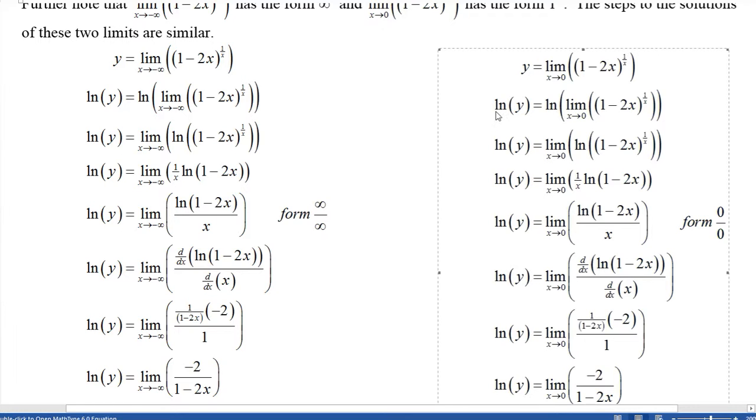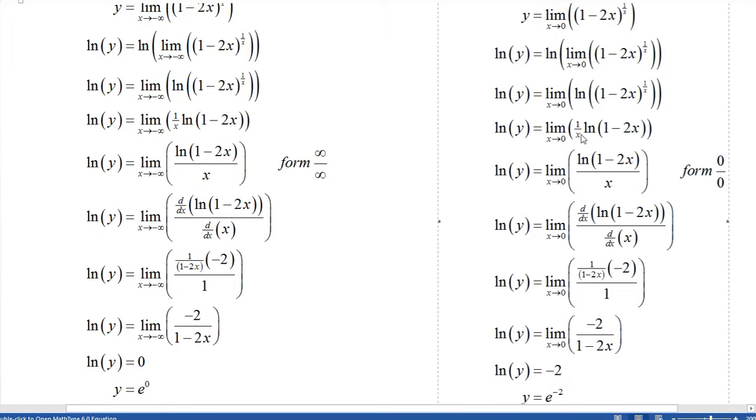And notice the steps are exactly the same as before. So I'll go through this quickly. Natural log of both sides, switch to the natural log in the limit, bring the power out front, rewrite it as log of 1 minus 2x over x. Now we check it out. As you're going to 0, the denominator is going to 0. How about the top? -2 times 0 is 0, plus 1 is 1. Natural log of 1 is 0. We're going to 0 over 0.